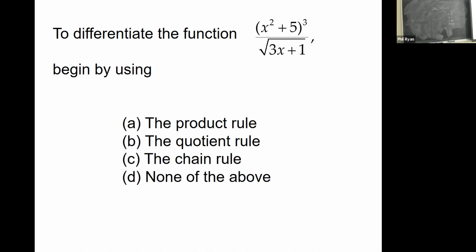Because first it's a quotient. But to do the quotient rule, you have to differentiate the pieces. That's when you use the chain rule. So it's the quotient rule first, and then the chain rule second. Yep. So you use the quotient rule, and then to differentiate the pieces, you'd use the chain rule.